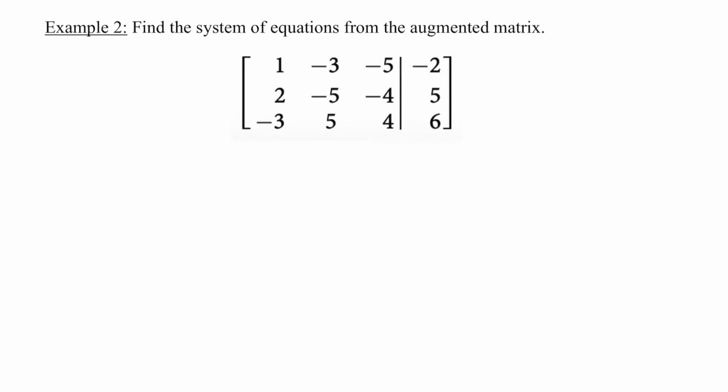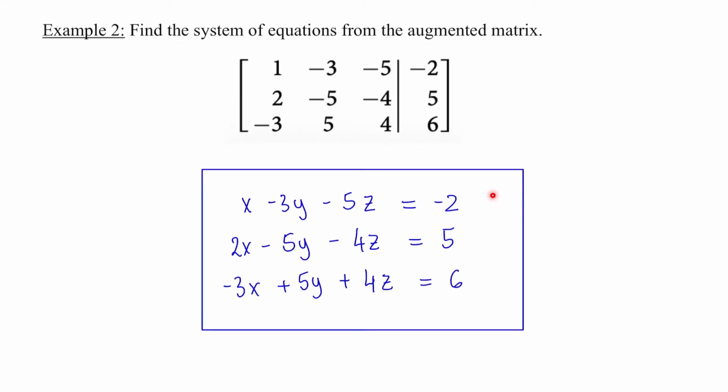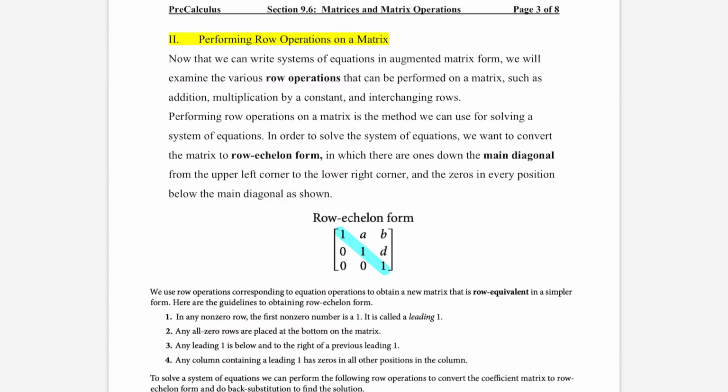So my first equation is 1x minus 3y minus 5z equals -2. My second equation will be 2x minus 5y minus 4z equals 5. My third equation will be -3x plus 5y plus 4z equals 6. So this is my system of 3 equations with 3 unknowns that is written from the augmented matrix.